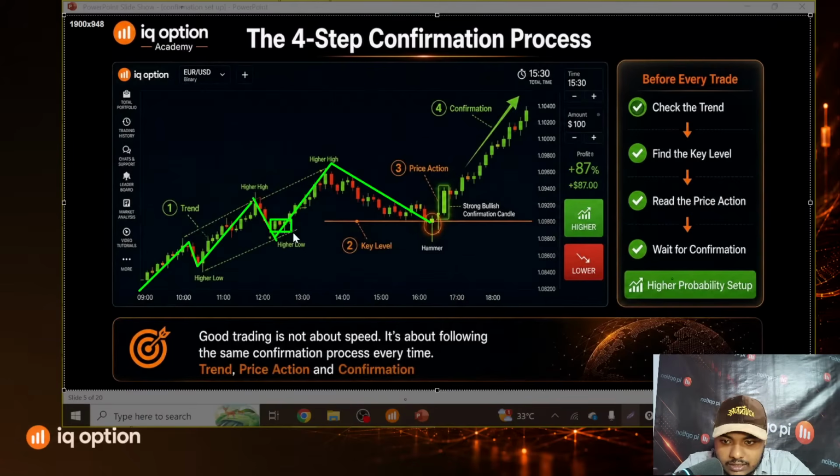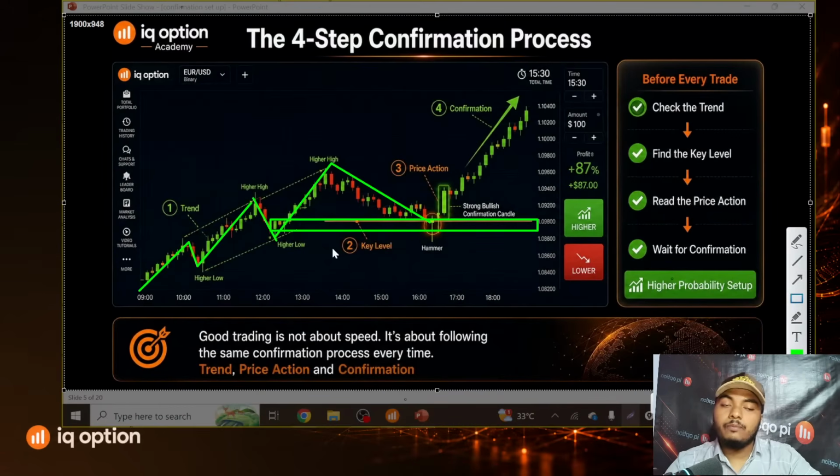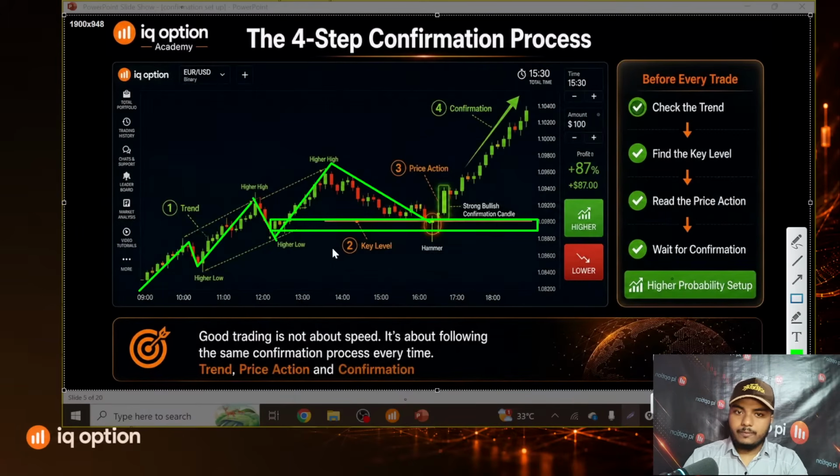This is a good support area we see here. Okay, we draw the support zone also. So the third thing is to find the price action. Let's read the price action. The market is in the uptrend, we draw a support zone, and then we are here, right? We are here after drawing the support zone.